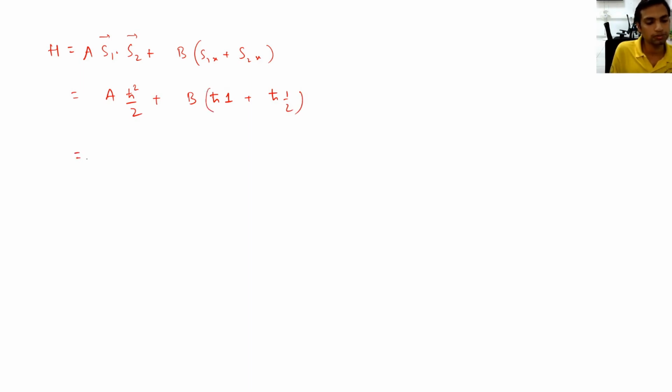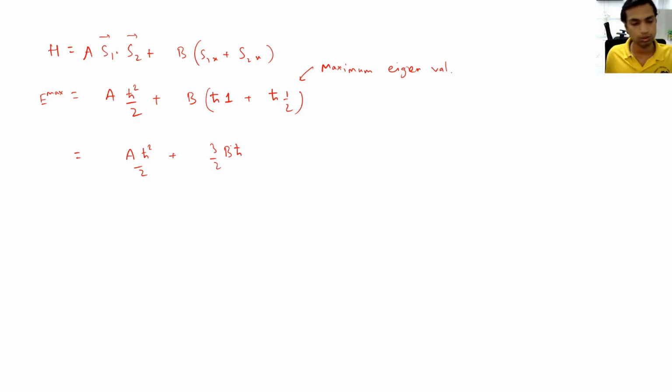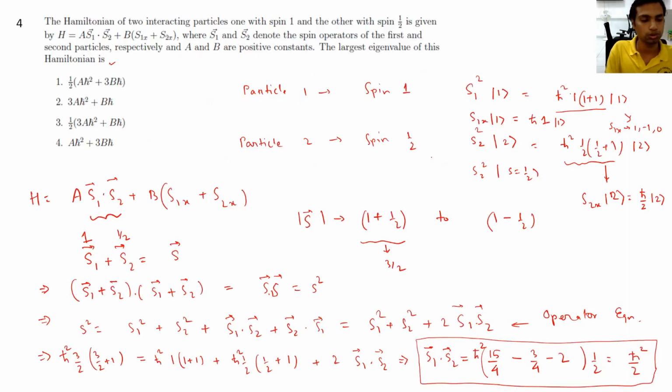So for the maximum eigenvalue, this is a h bar square by 2 plus 3 by 2 b h bar. So what you have is 1 by 2 a h bar square plus 3 b h bar. So your correct answer will be this one.